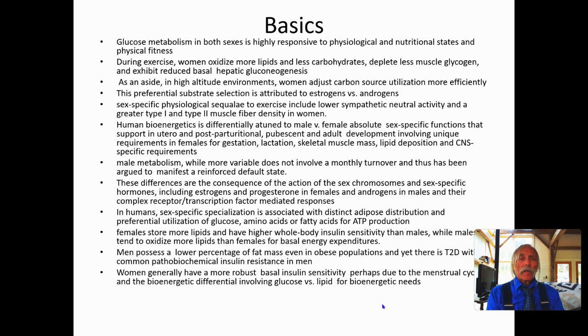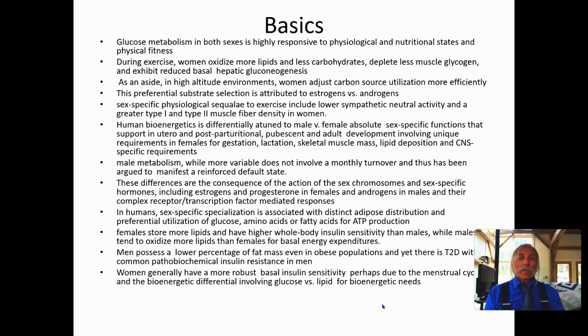As an aside, in high altitude environments, like above, say, 8,000, 9,000 feet, women adjust to their carbon source utilization more efficiently than men do. So this has a lot to do, you remember, with 2,3-bisphosphoglyceric acid and overall hemoglobin production to be able to transport molecular oxygen where oxygen tensions are decreasing above, say, 10,000 feet in elevation. So that is all playing a role. That would be one of those physiological responses that's also linked to environment. Right?